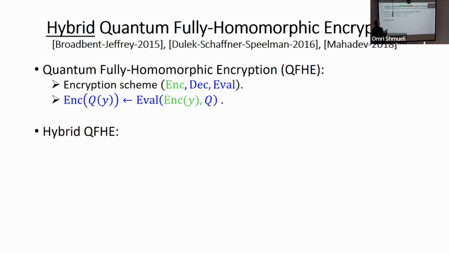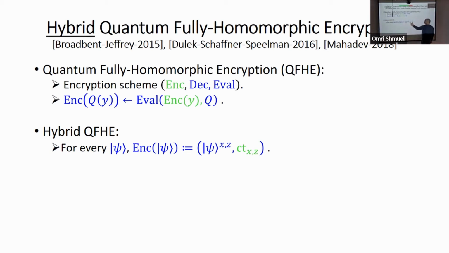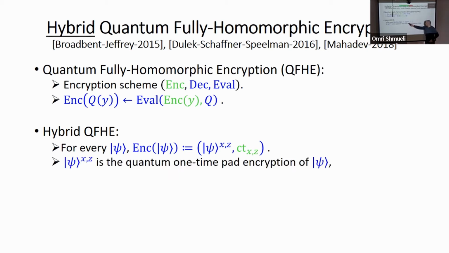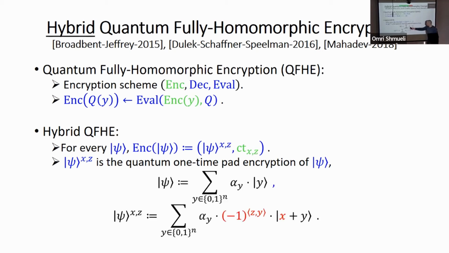And hybrid QFHE is QFHE with one extra property. For every quantum state psi, the encryption of psi in the hybrid QFHE scheme has this structure. It has a quantum part and a classical part. The classical part is the classical encryption of X and Z, which are two classical strings. And the quantum part is a quantum one-time pad encryption of psi. And as a reminder, if this is a general way to write psi, then the quantum one-time pad encryption of psi with respect to X and Z is: you get a Z phase shift and you get an X string shift for the entire superposition. Okay, so this is the tool that we use.